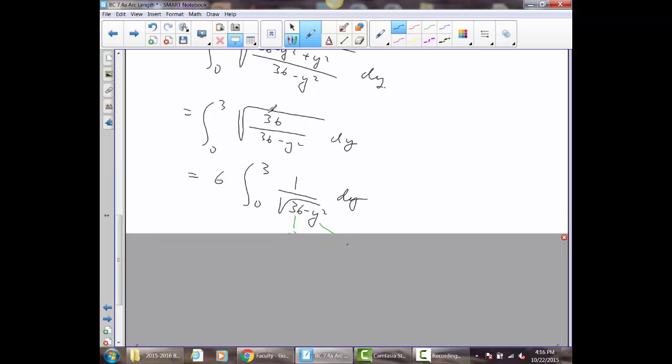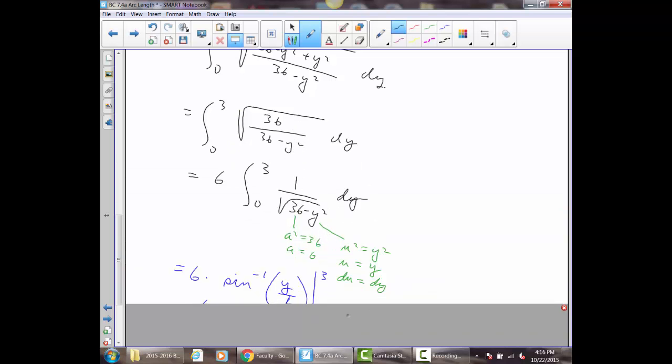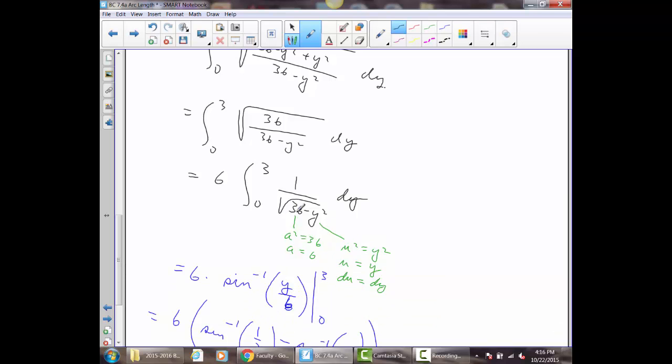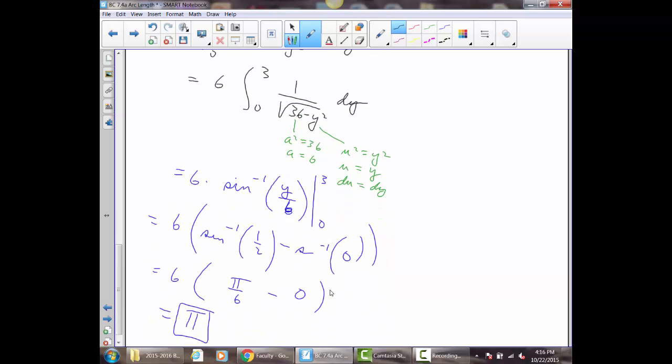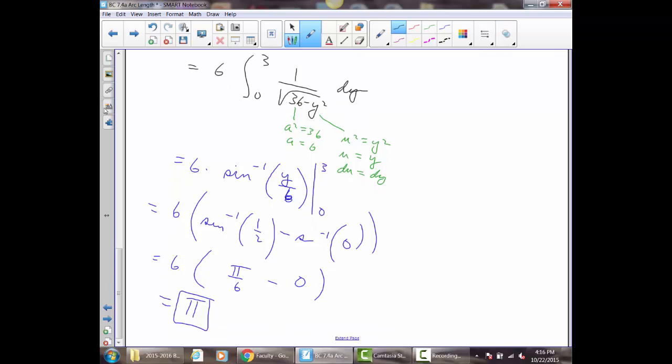Square root of 36 is 6, which I pulled out in front, over the square root of 36 minus y squared. And this is an inverse sine, because that is the square root of a squared minus u squared. If a squared is 36, a is 6. If u squared is y squared, u is y, and du is dy. So that's 6 times the inverse sine of u over a, which is y over 6, from 0 to 3. Plug in the 3, you get inverse sine of a half, minus, plug in the 0, you get inverse sine of 0. The inverse sine of a half is pi over 6, and the inverse sine of 0 is 0. And then 6 times pi over 6 is pi.